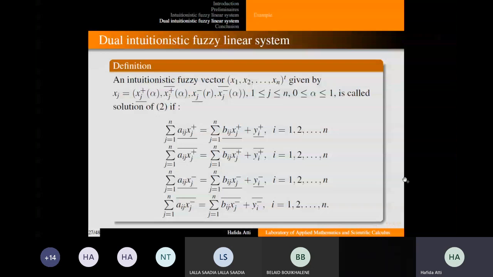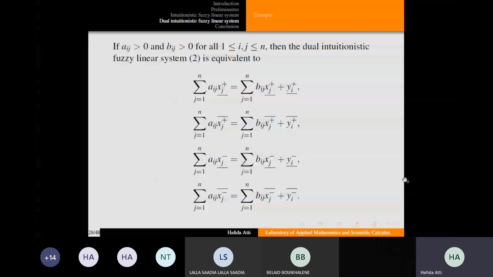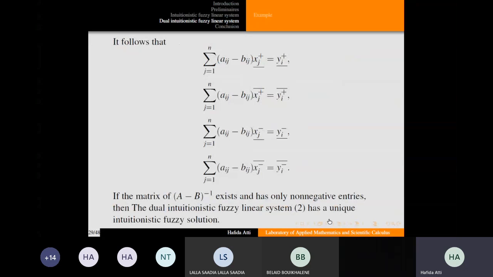Now, in this part, we will solve the dual intuitionistic fuzzy linear system in the special case where AIG and BIG are positive. Then the dual intuitionistic fuzzy linear system is equivalent to these equations. It follows that we have the following equations, and if (A minus B) to the power minus 1 exists and has only non-negative entries, the dual intuitionistic fuzzy linear system 2 has a unique intuitionistic fuzzy solution.